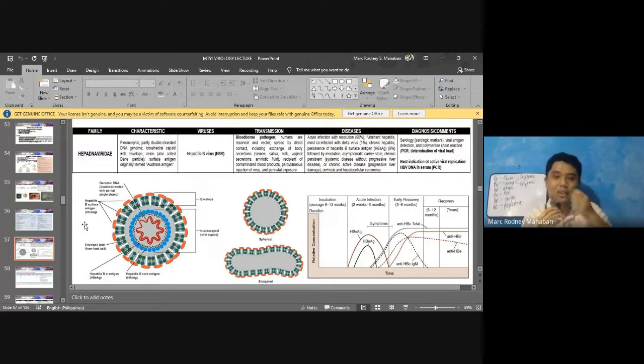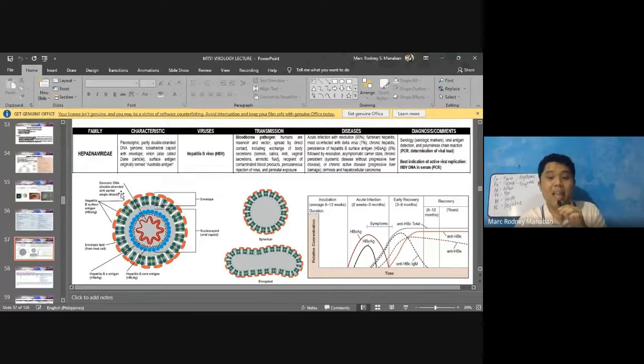It's your Hepadnaviridae. So it can already give you an idea na, okay, it's a DNA virus, Hepadnaviridae. And also hepa, prefix, it means it infects the liver. Of course, your Hepadnaviridae, pleomorphic, partly double-stranded. Take note, partly double-stranded lang siya, dears. Meaning, dili complete DNA ang double-stranded. Aside from that, icosahedral capsid, and the entire complete infectious virion is also known as the Dane particle.